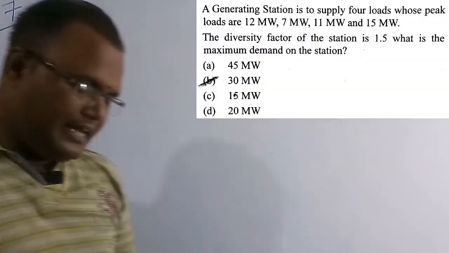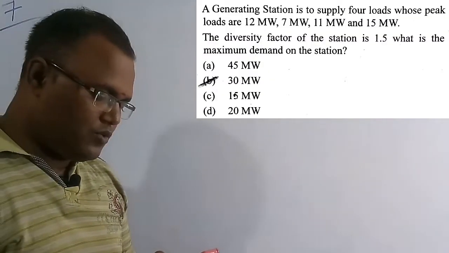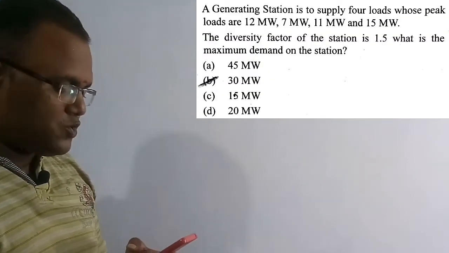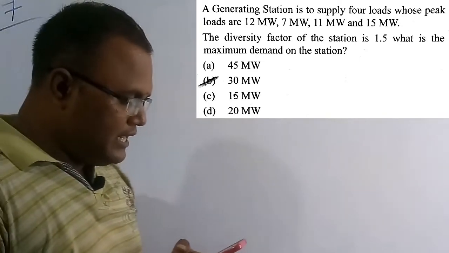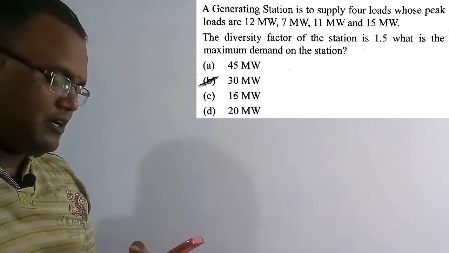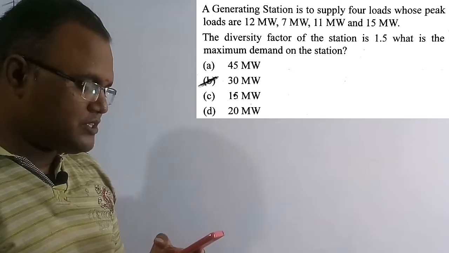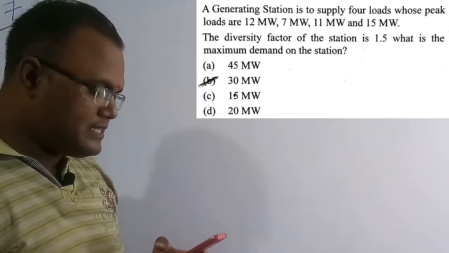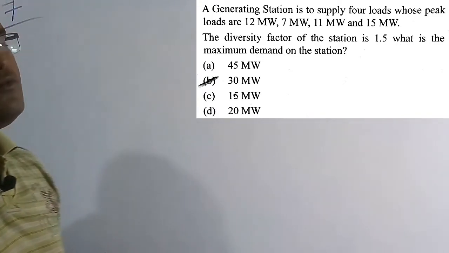So now we are going to solve the seventh question. See the question here. A generating station is to supply 4 loads whose peak loads are 12 megawatt, 7 megawatt, 11 megawatt and 15 megawatt. The diversity factor of the power station is 1.5. Then we need to figure out the maximum demand on this station.